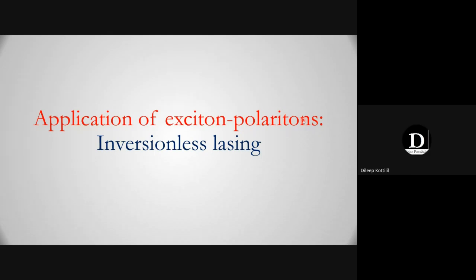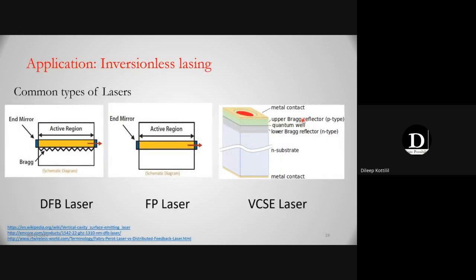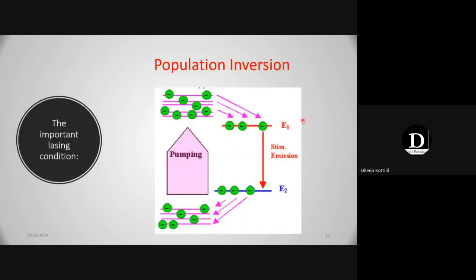The first application is the inversionless lasing. Usually, these are all the lasers we know: distributed feedback laser, Fabry-Perot laser, and vertical cavity surface emitting lasers. But all these lasers need something called population inversion. So we need to pump the material hard enough such that all these ground state atoms or molecules or whatever will be depleted and then populated at a different excited state with a sort of population inversion.